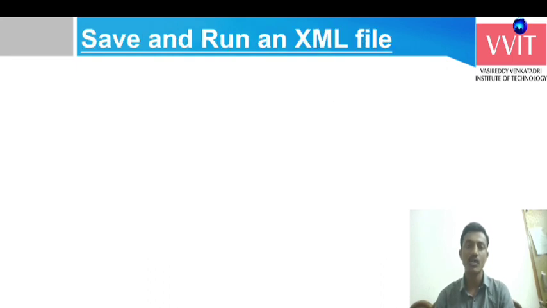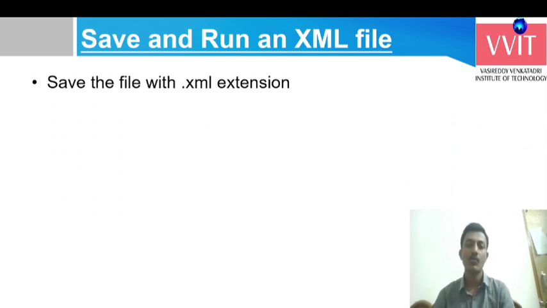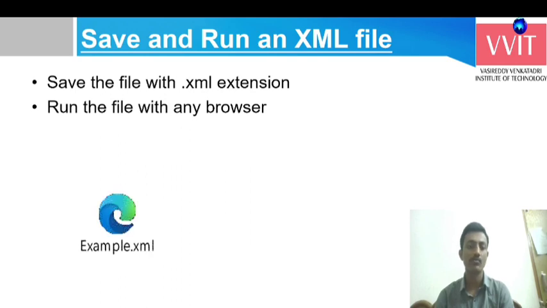Now see how to save and run an XML file. First write the code of the XML and save the file with .xml extension. After that, run the file with any browser. Now see the example of simple XML.